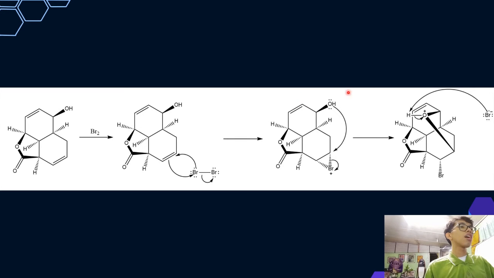The alcohol here is strongly nucleophilic. It's more nucleophilic than the bromine anion, so that would attack the carbon here, which would form a bond. Why would it attack carbon? Because it's partially positive, because the bromine is hogging all the electrons to itself, because bromine is more electronegative.